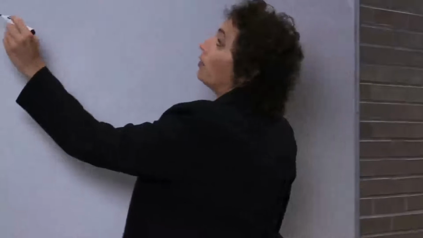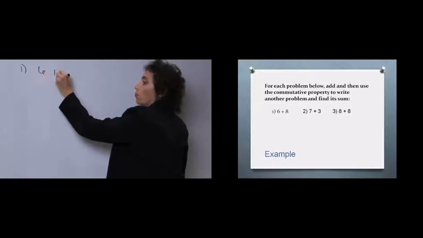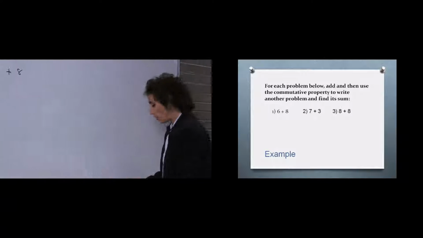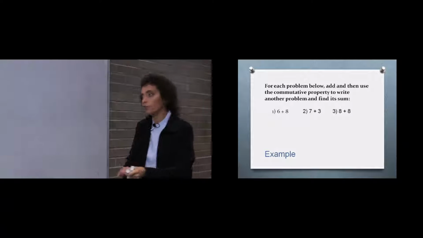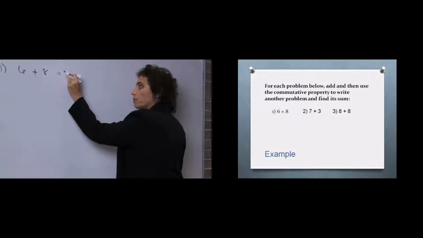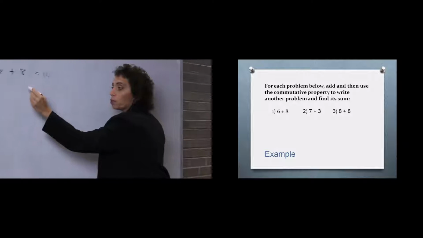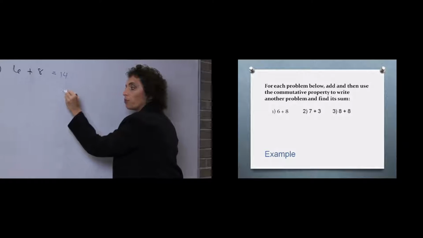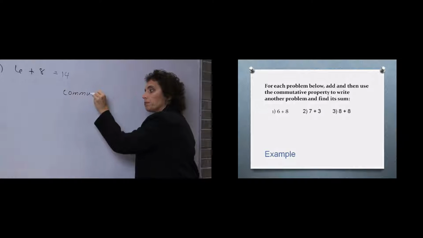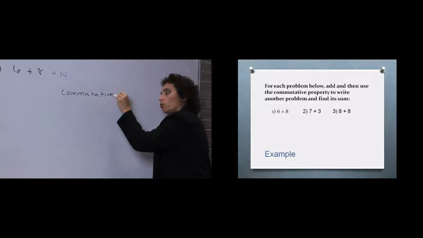So now let's take a look at the problem that's in your workbook. It says, if I'm given the numbers 6 plus 8, I want to find their sum, which means to add them. So we'll do that. And then I want to write another problem using the commutative property. And remember, if I use the commutative property, it means I have to switch their order.